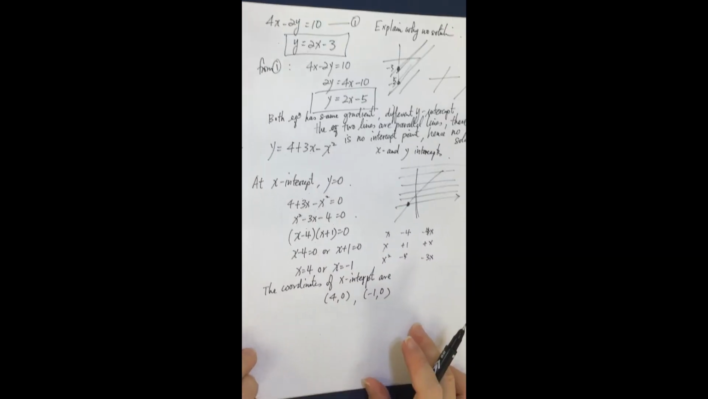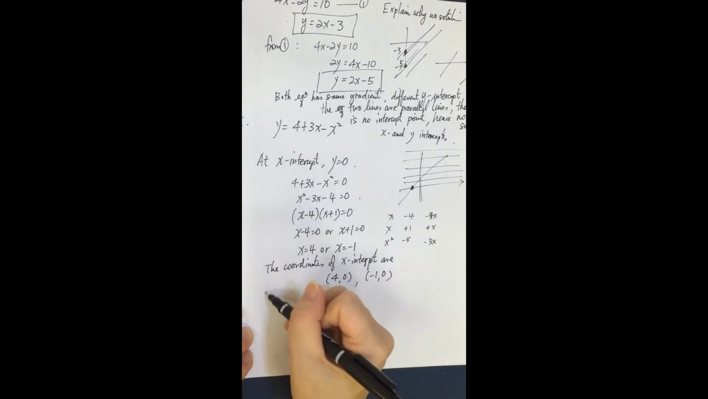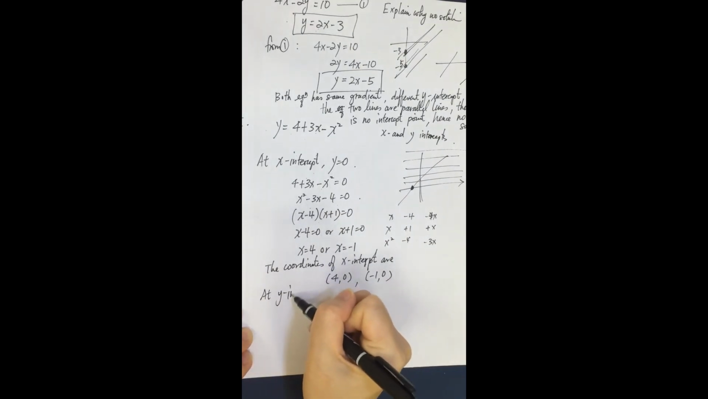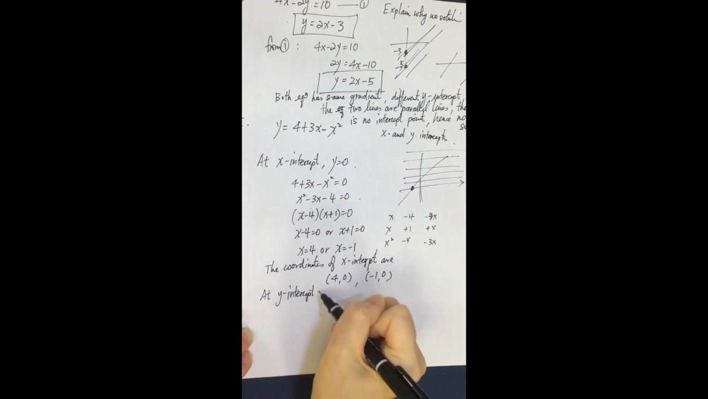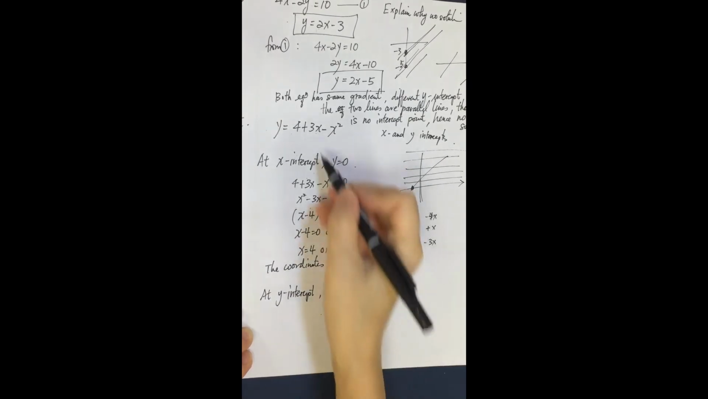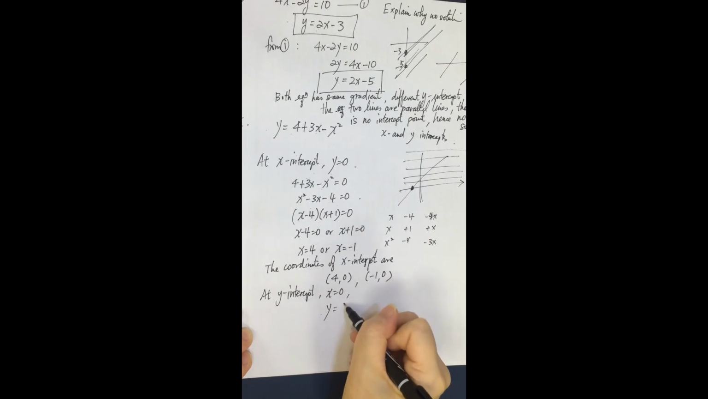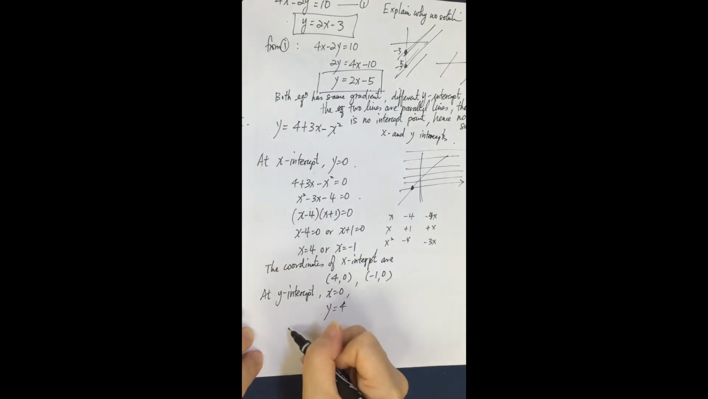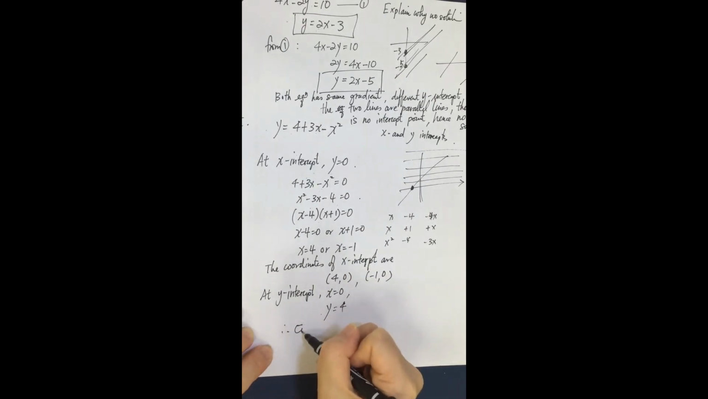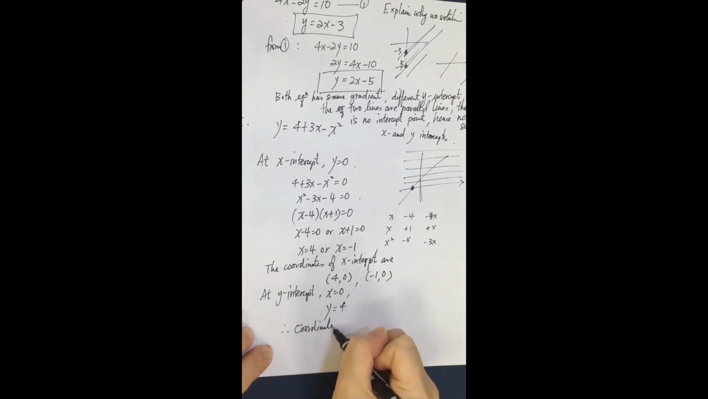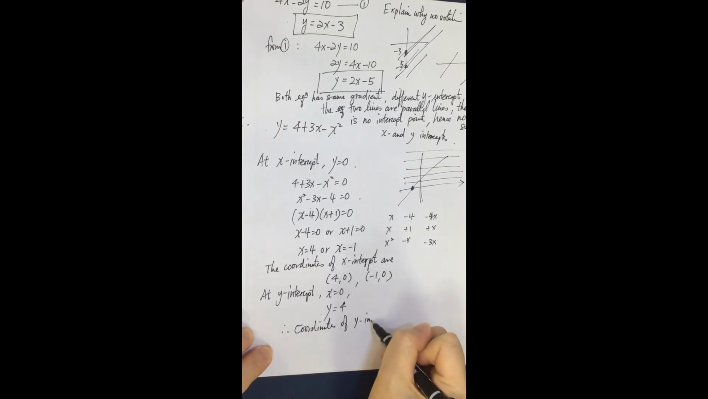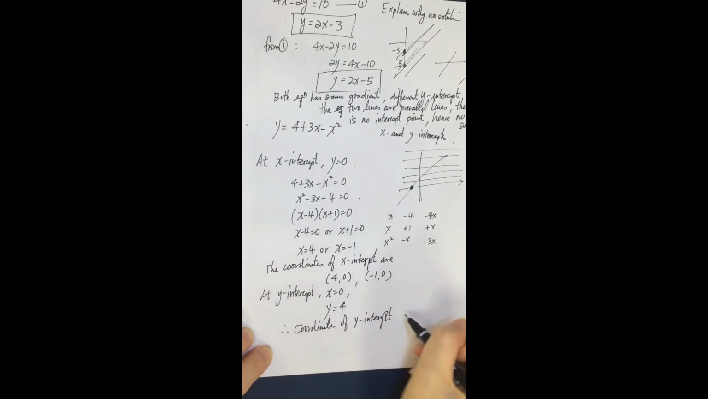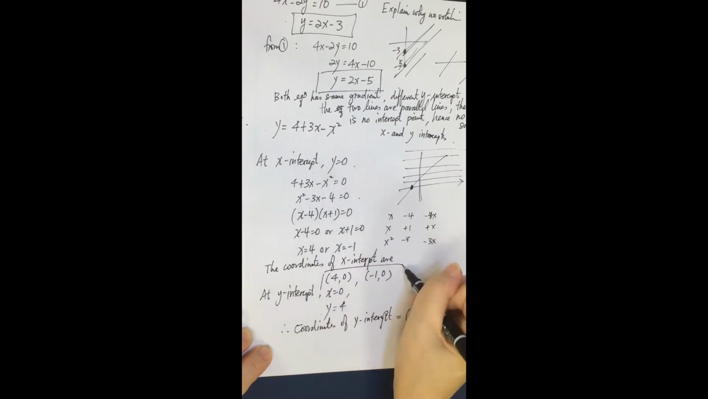Then what about the y-intercept? At the y-intercept, it is actually easier. At the y-intercept, x equals 0. So when x equals 0, y will equal 4. Therefore, the coordinates of the y-intercept are (0, 4). So I have this and this as my answer. You got the same?